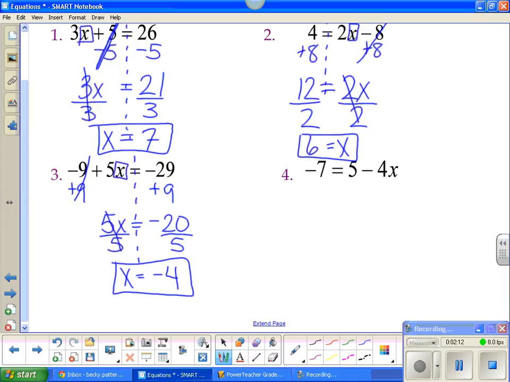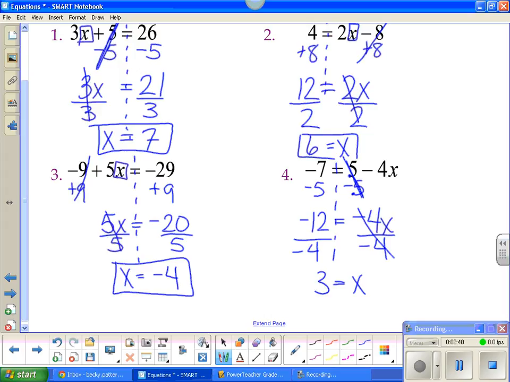On number 4, it's really important to understand that this negative belongs to that 4. It has nothing to do with this 5. That 5 is positive. So to move it, we are going to subtract it. Here's your wall. You're going to subtract 5 from both sides because this is a positive 5 and this is a negative 5. They cancel. A negative 7 and a negative 5 is a negative 12. Bring down your negative 4x. Divide both sides by negative 4 to get that away from the x. And x equals a positive 3.